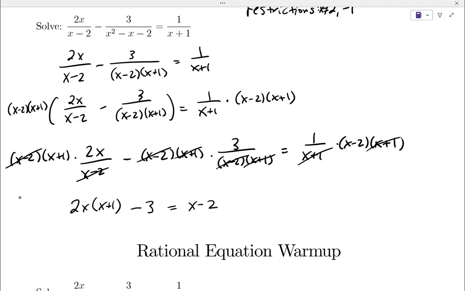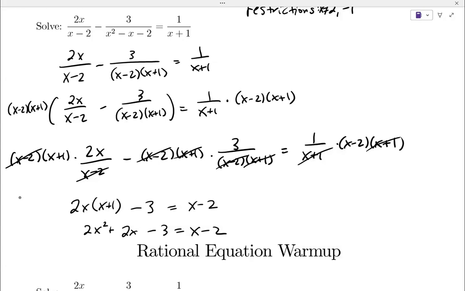Now what? Okay, good. Yeah, I probably want to distribute this out, and so we can solve the equation, right? What do you get when you distribute the 2x through? 2x squared plus 2x. There's an x, right? Yeah. Yep. Minus the 3 equals x minus 2. What kind of equation do we have? Since we have an x squared, what kind of equation do we call that? Starts with a Q. Quadratic, right?